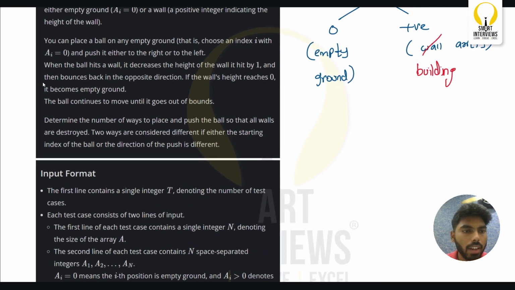And then it bounces back in the opposite direction. If the ball height reaches 0, it becomes an empty ground. The ball continues to move until it goes out of bounds. Determine the number of ways to place and push the ball so that all the buildings are destroyed. Two ways are considered different if either the starting index of the ball or the direction of the push is different.